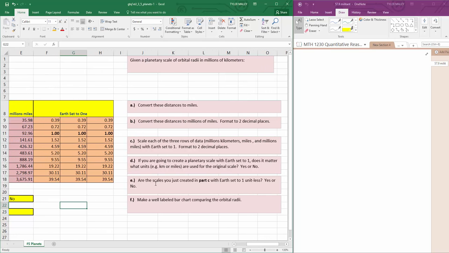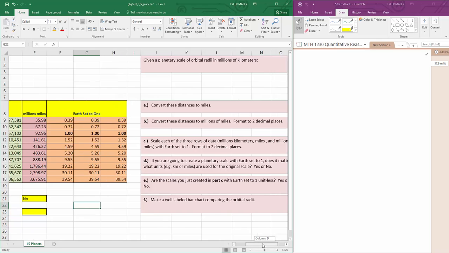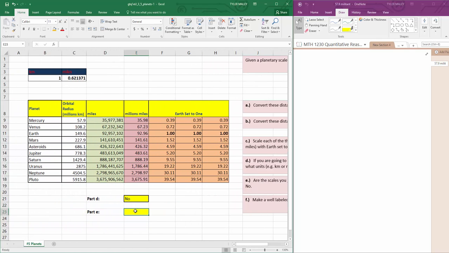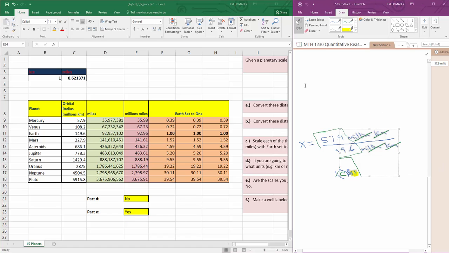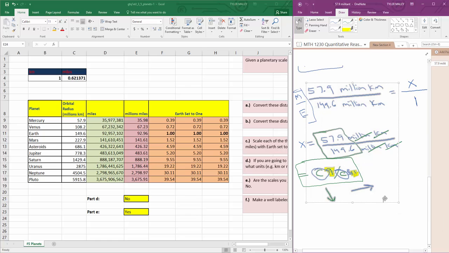So then part E says, are the scales that you created in part C with Earth set to 1 unitless? And that is yes, right? So we already discovered that, how my units canceled out, right? Like how the million kilometers canceled out, right?